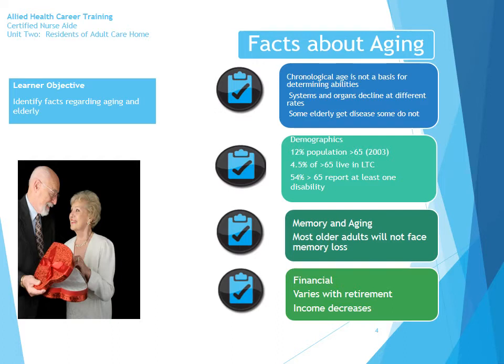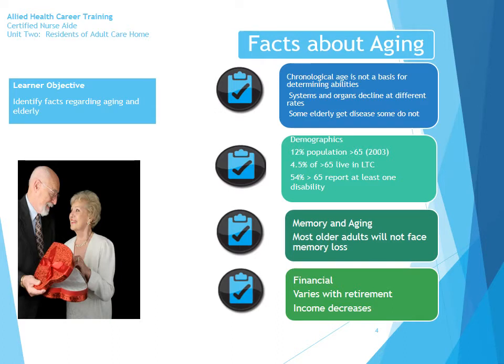So 12% of the population is over 65 as of 2003. That's not a huge population. I'm sure here in Wichita you see a lot of elderly people, but throughout the United States, only 12% of that population is over 65. Let's look at the next number. 4.5% of those over 65 live in long-term care. That is a very, very small number of our population that actually lives in long-term care.